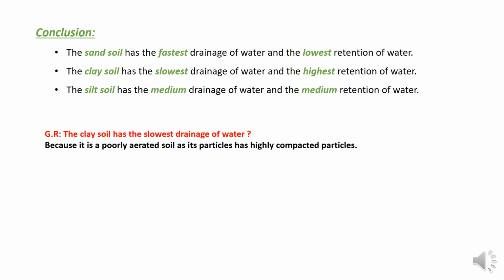Conclusion: the sand soil has the fastest drainage of water and the lowest retention of water. The clay soil has the slowest drainage of water and the highest retention of water. The silt soil has the medium drainage of water and the medium retention of water. Give reason: the clay soil has the slowest drainage of water because it's a poorly aerated soil, as it has highly compacted particles.